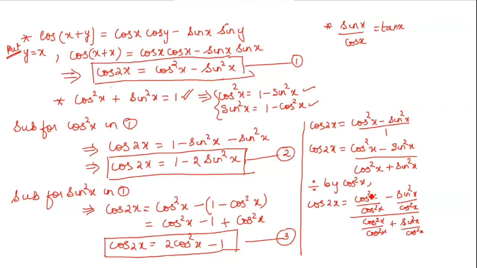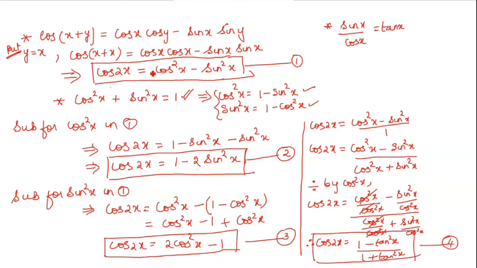Okay, so here cos square x gets cancelled, sine by cos is tan, here this gets cancelled, and sine by cos is tan. So you're getting the last formula of cos 2x. So therefore cos 2x is equal to 1 minus tan square x divided by 1 plus tan square x. This is the fourth formula which you have got for cos 2x, and this is the final formula for cos 2x. So in cos 2x you have four formulas now.